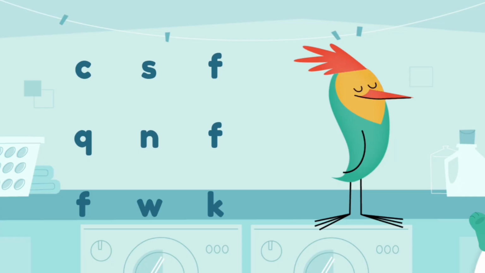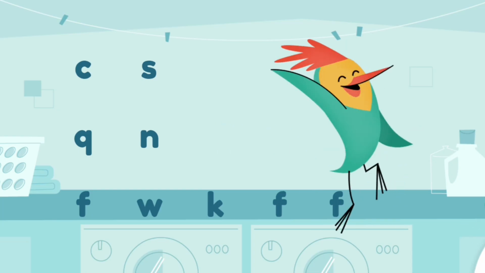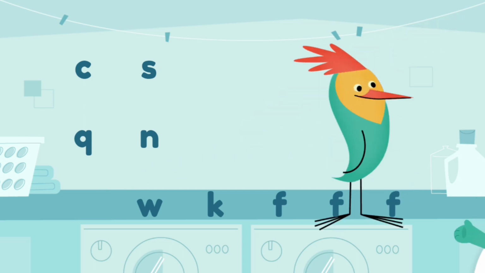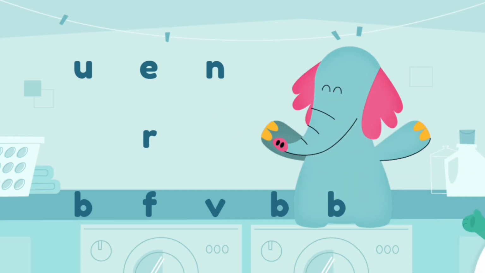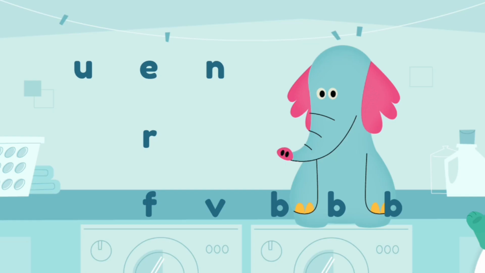Give the letter F to peck. Good work! You gave the letter F to peck. Give the letter B to Olo. B. Great! You gave the letter B to Olo.